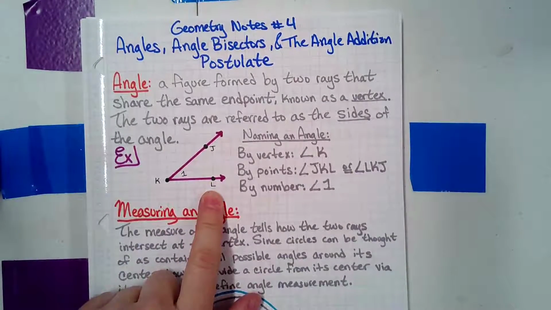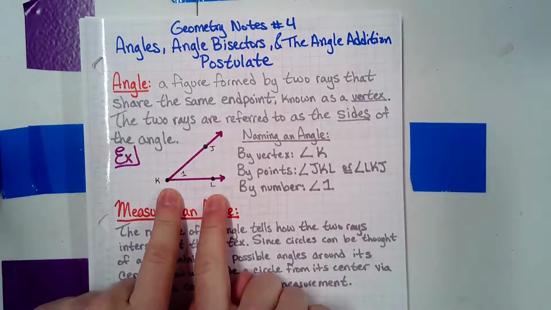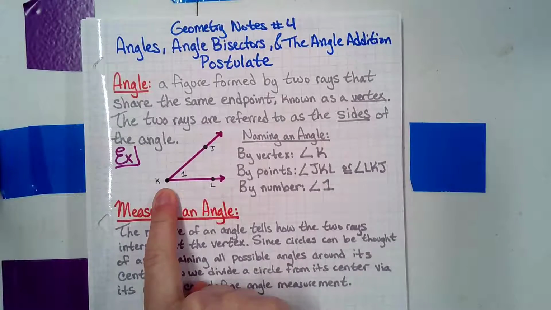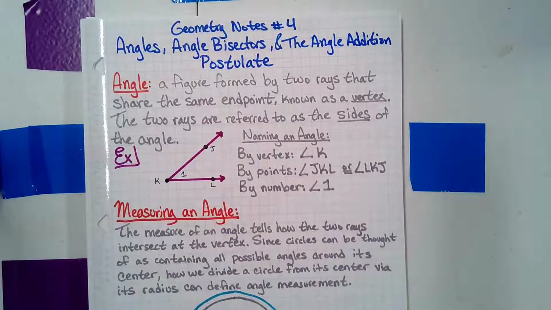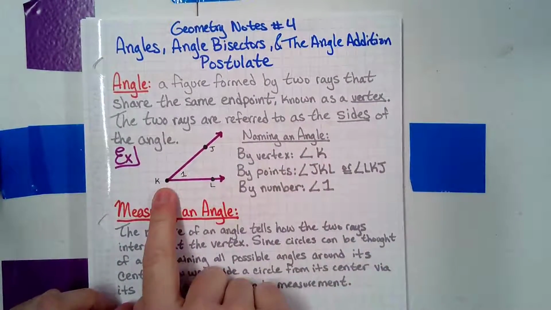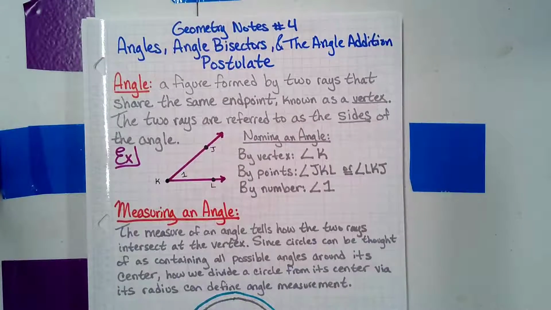These right here are 2 points on a ray. So we have ray KJ and we have ray KL. And they intersect at the vertex. And that's the whole thing right there, the angle. This has lots of names. It's good to be able to name stuff, right? So we can call it by its vertex. We can call it angle K, which everybody likes because that's really simple. However, if we had another ray coming off of here, we'd have multiple angle Ks, right? So we need other ways to identify it.